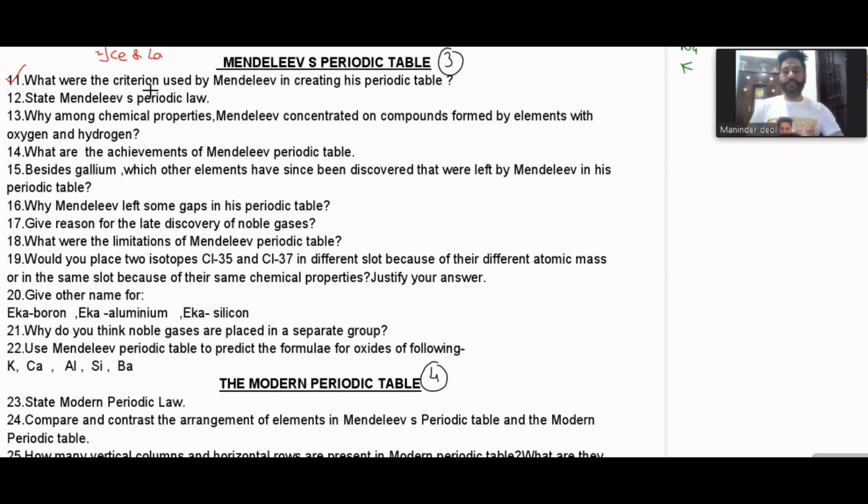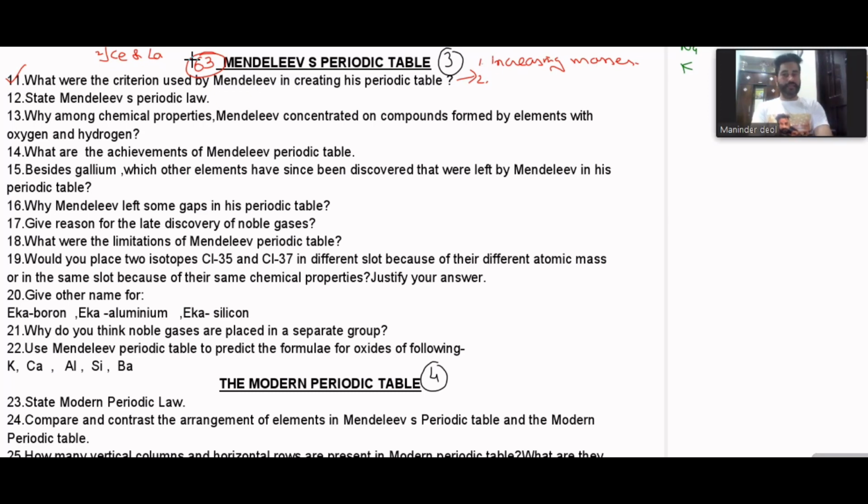Okay, so what is the criteria used by Mendeleev in creating his periodic table? His criteria is, you can write 1 point, increasing order of atomic mass, increasing order of their atomic masses of the elements. And second is how he found this increasing order of atomic masses. There is another theory that a total of 63 elements were discovered when Mendeleev started his work.